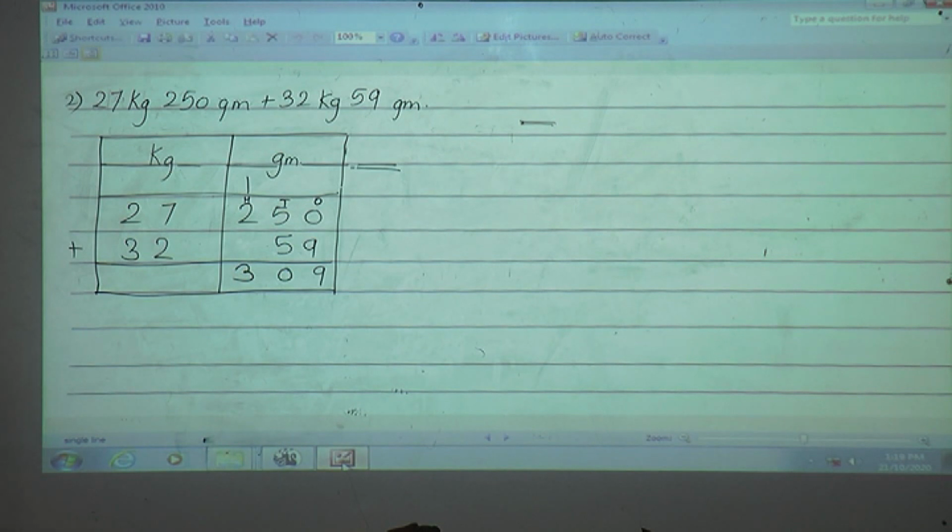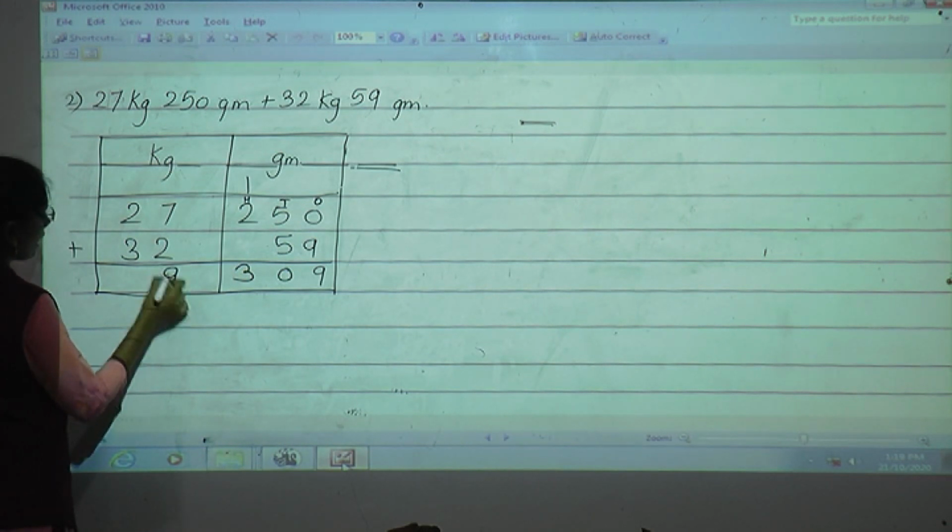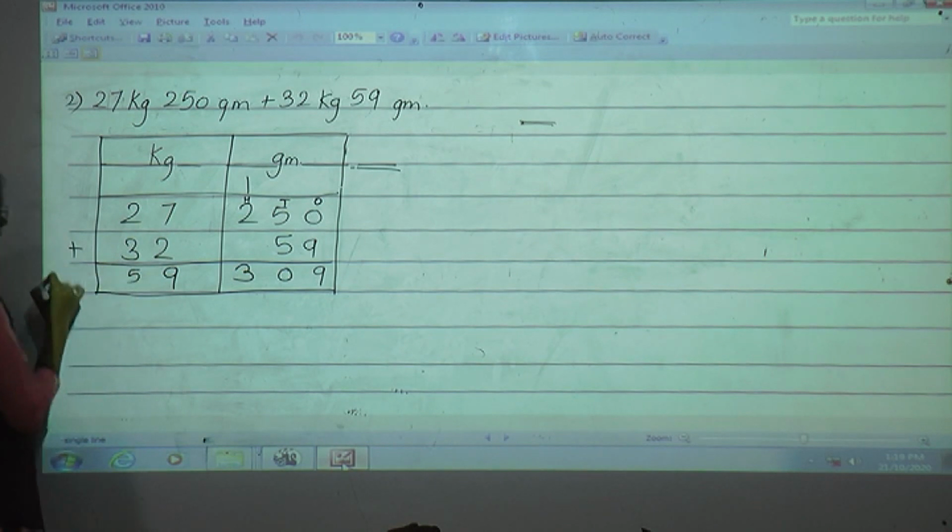Now add the kilograms. 7 plus 2, 9. 2 plus 3, 5. Okay. So what was the total weight? The total weight is 59 kilogram 309 gram. Understood? Okay.